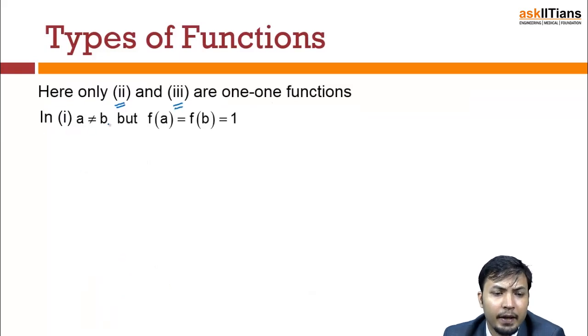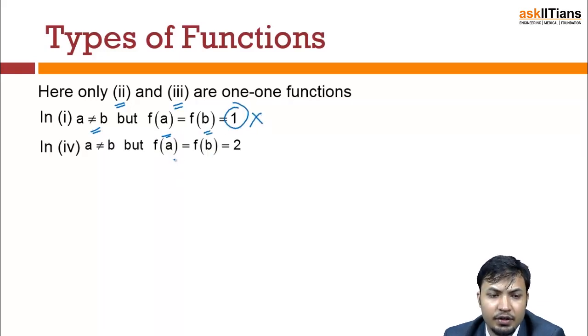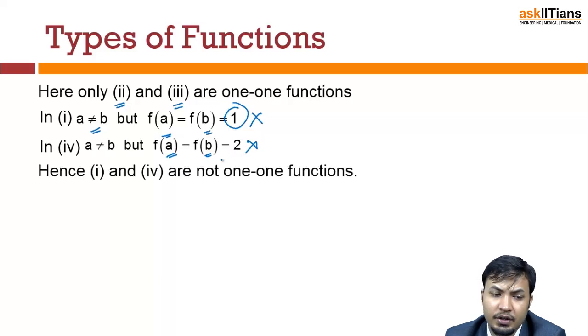In 1, A is not equal to B, but f(A) equals f(B) equals 1. It doesn't satisfy the condition. In 4, A is not equal to B, but f(A) is equal to f(B), which is equal to 2. It does not satisfy the condition. Hence 1 and 4 are not one-one functions.